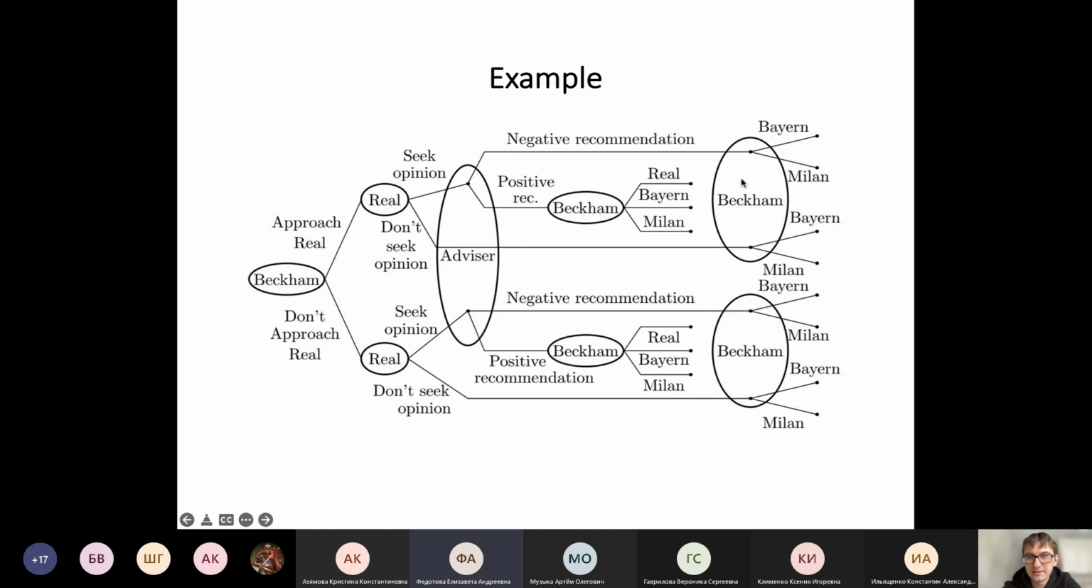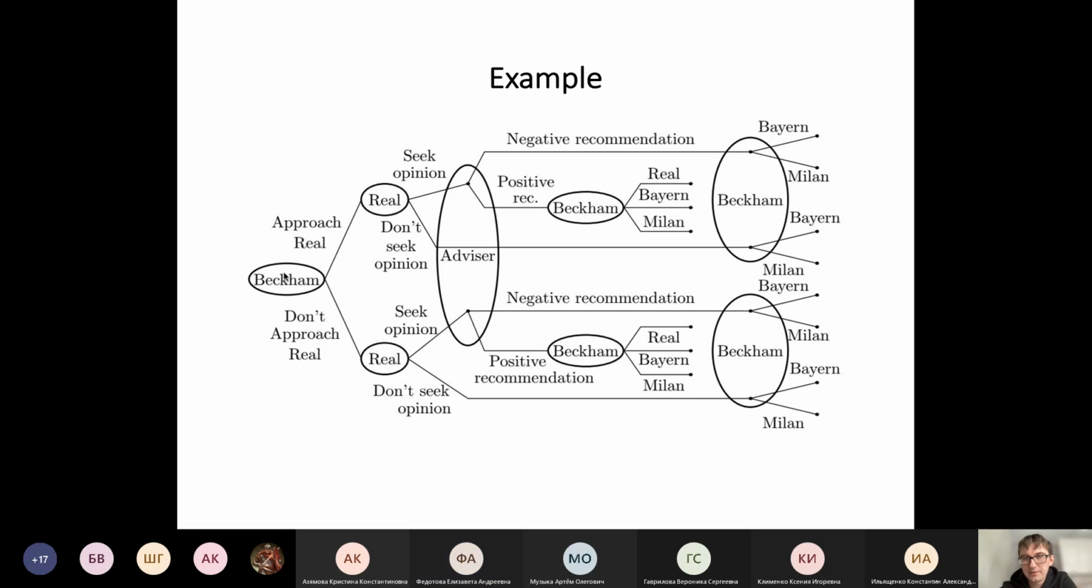Okay, understood. I think it's not about information sets, but about nodes, or the information set is the way he can... I don't really understand the difference. Can you repeat, please? Because I thought that Beckham has Real, Milan and the last one, and these two are like one information set.